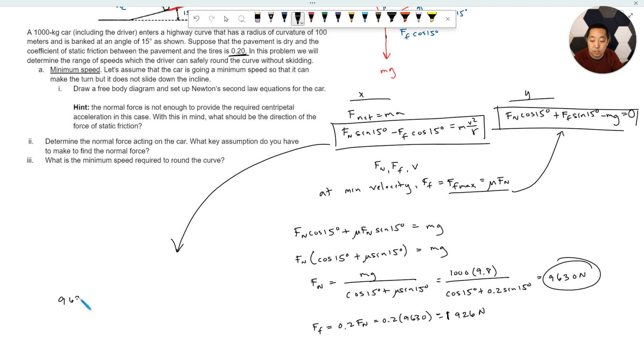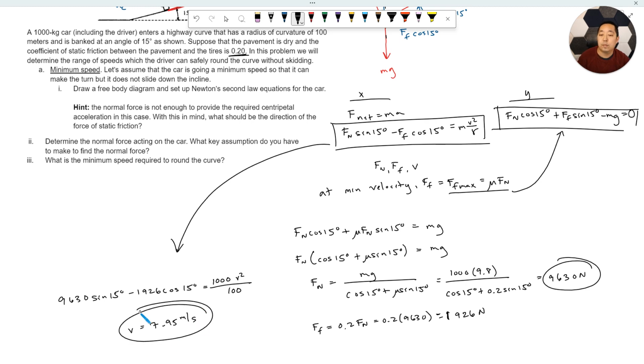And then we can use this equation over here to find the v. So this is going to be 9630 sine 15 degrees minus 1926 cosine 15 degrees equals m, which is 1,000, times v squared divided by 100. Then we're just going to solve for v there. That sine 15 minus this number cosine 15, divided by 10, and then square root of that. I get v is 7.95 meters per second.